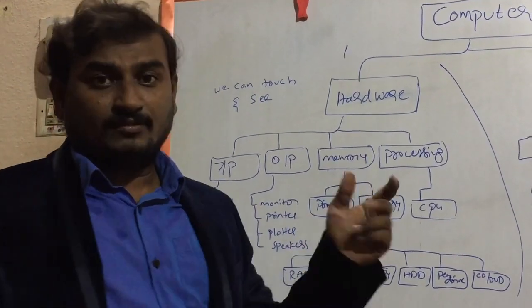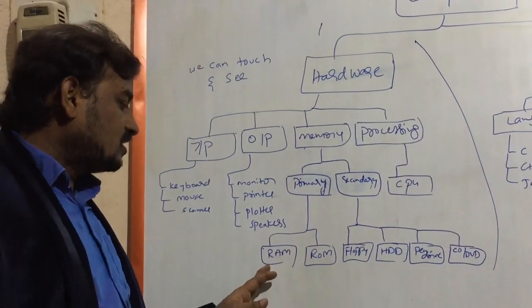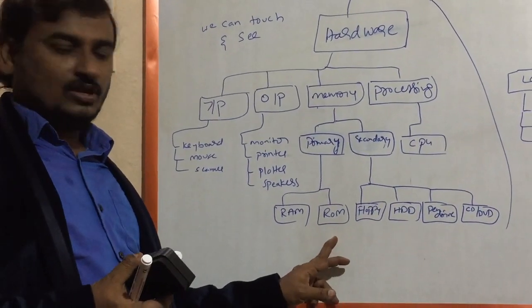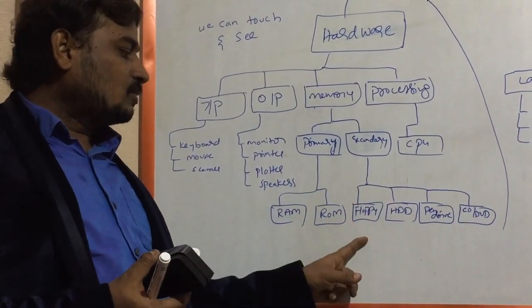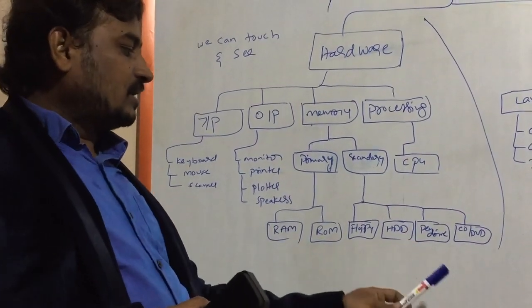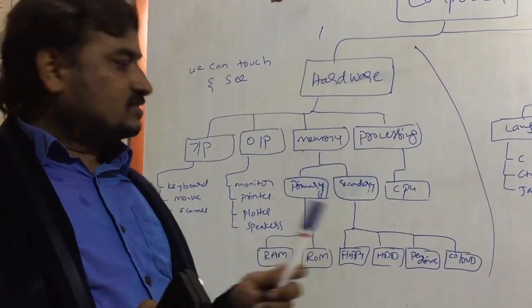Like primary and secondary, a computer also has two types of memories. Primary memory comes under RAM and ROM. RAM means random access memory, ROM means read-only memory. And the secondary memory contains floppy disk, hard disk, pen drive, CD drive, and the rest of the things come under secondary memory.